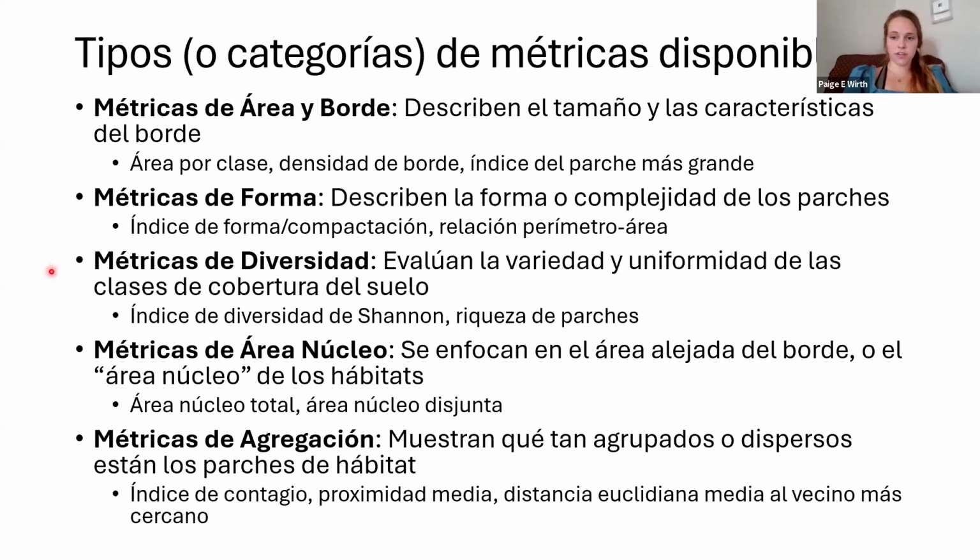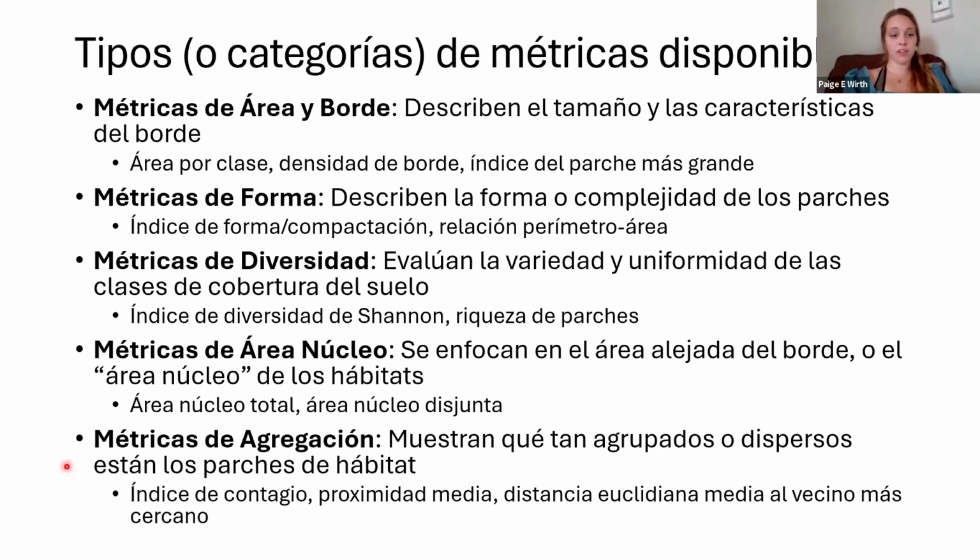Then there are the diversity metrics, and they assess variety and evenness of the land cover classes across the landscape. These metrics include things like the Shannon's diversity and evenness indices. Next, we have core area metrics. These look at the area away from the edge or the core area of habitats. They're helpful for assessing the interior of habitats for sensitive species and can be measured at the patch, class, or landscape level. Some examples are total core area or disjunct core area.